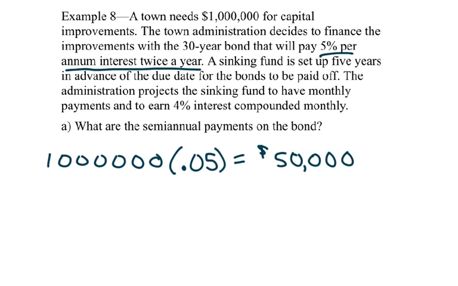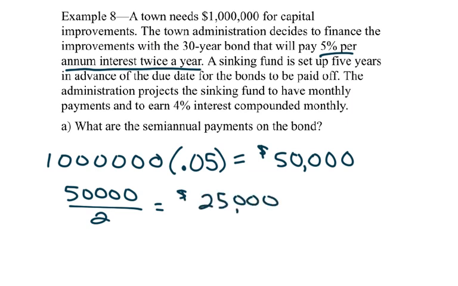So when we want to find out how much is paid in the semi-annual payments, we would just take the $50,000 divided by 2 because of the semi-annual. And so we have $25,000 semi-annual payments. So that's part A.